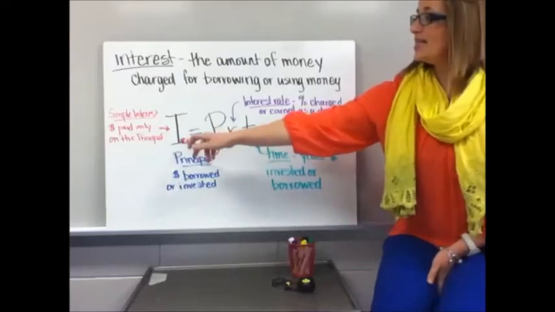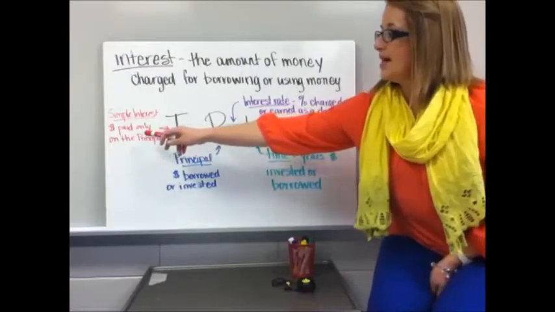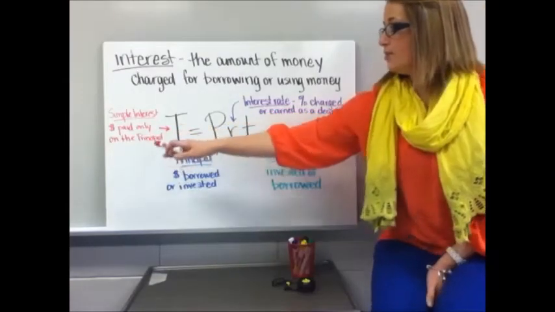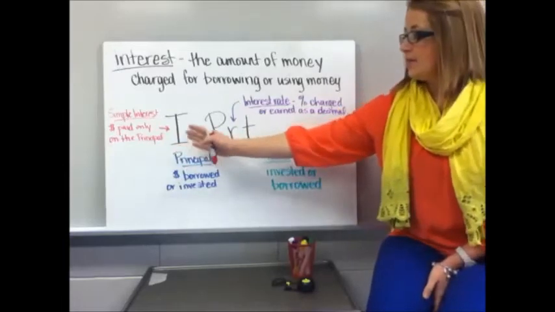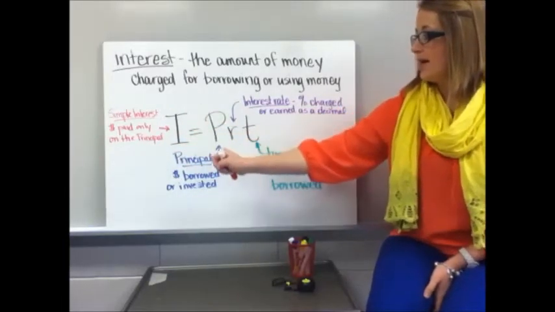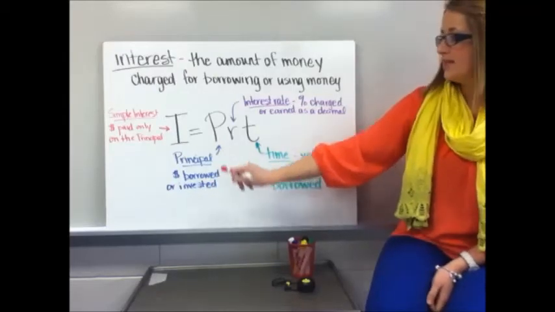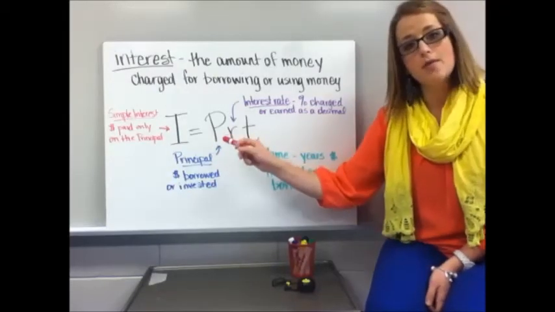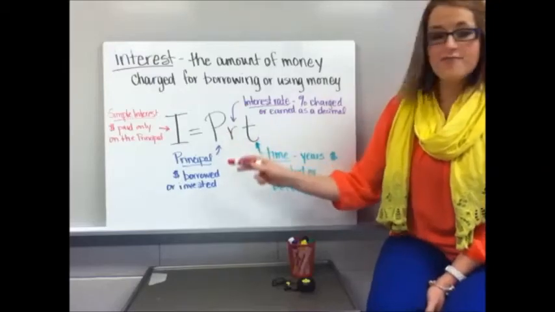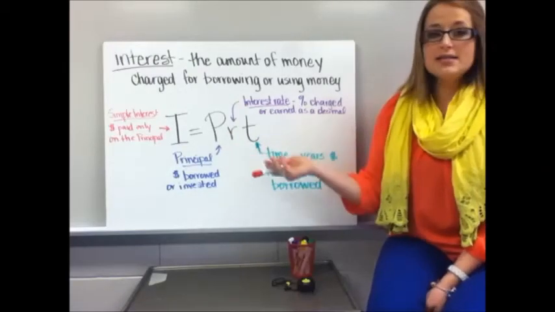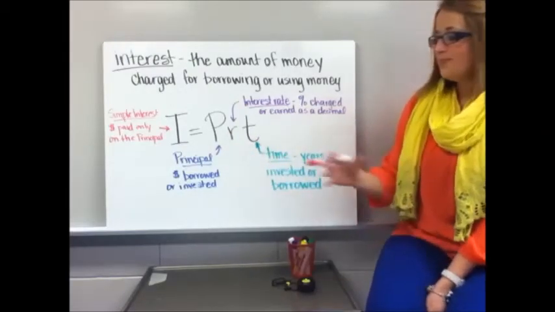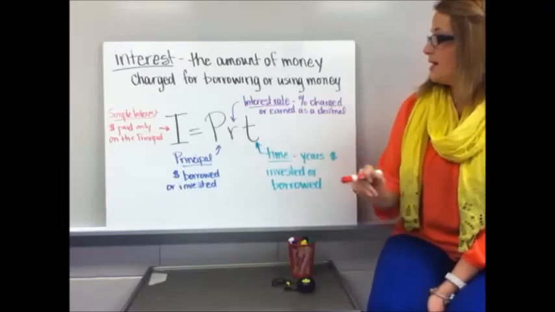The interest, this is simple interest. It is the money paid only on the principal. This is the dollar amount that you're making. The principal, this is the dollar amount that is borrowed or invested. This is the $10,000 that you're borrowing to buy that car, or the $500,000 that Great Aunt Sally left you, and you're investing that money.